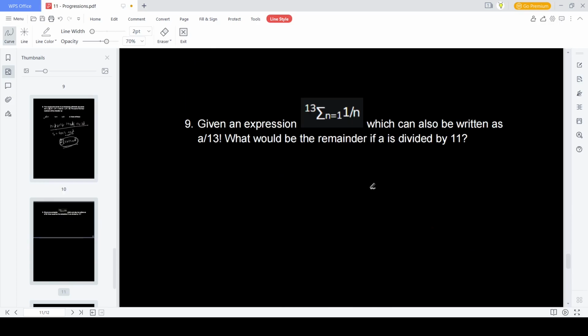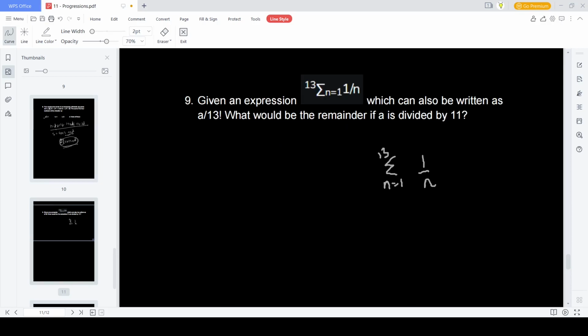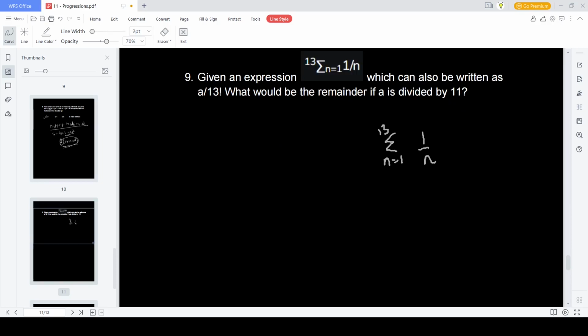Next question. Given an expression 13 times the summation of n equal to 1 to 13, 1 by n. This is the expression. So summation from 1 to 13 of 1 by n, which can also be written as a by 13 factorial. What would be the remainder if a is divided by 11? So first we'll just expand this, okay? So we get 1 by 1 plus 1 by 2 plus 1 by 3 plus 1 by 4 plus 1 by 5, and so on, till plus 1 by 13. Okay, this can be written as a by 13 factorial.